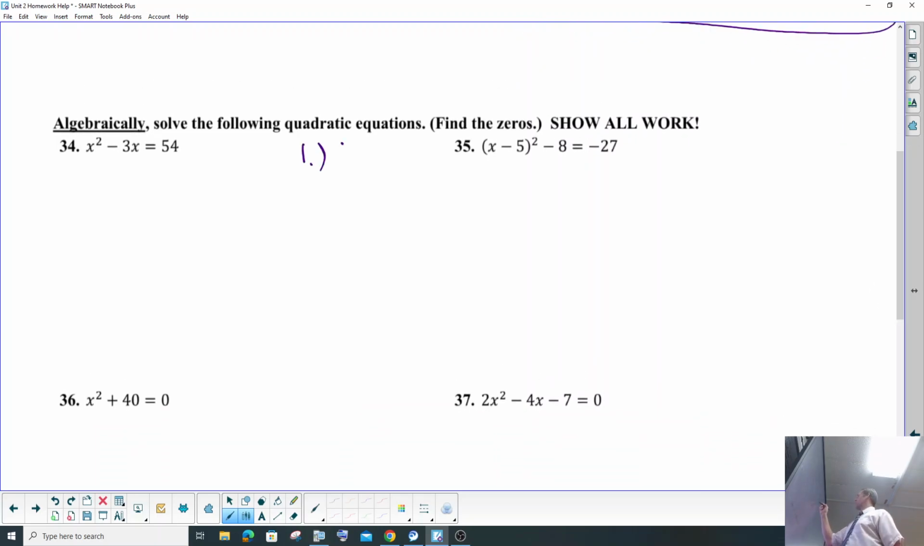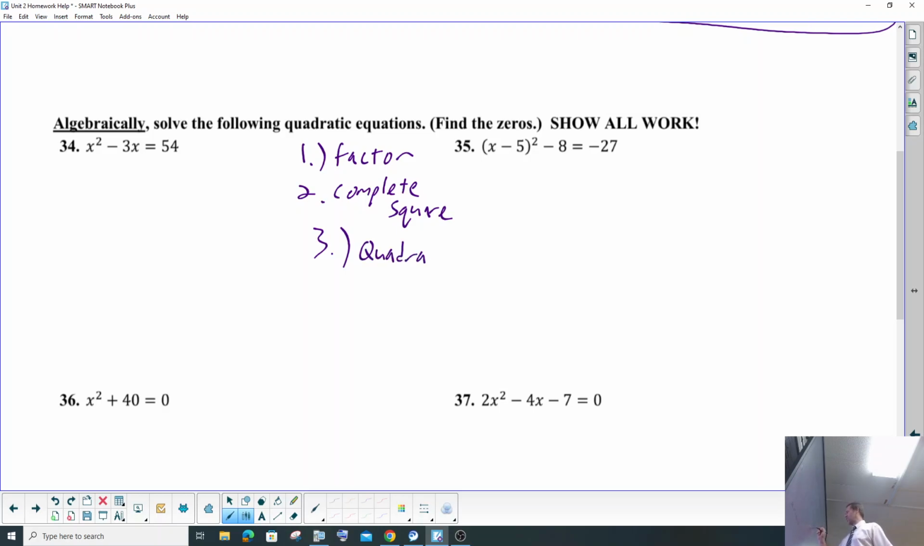So 1, try to factor. 2, try to complete the square, right? Complete the square. And then 3, you're going to go ahead and use the quadratic formula if none of that works. Quadratic formula.